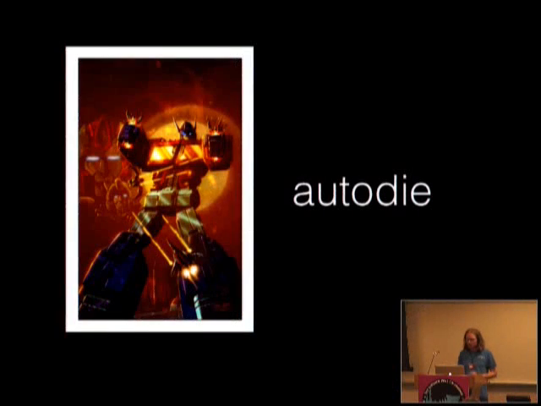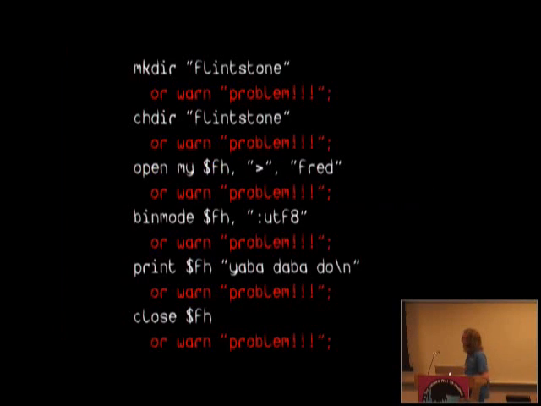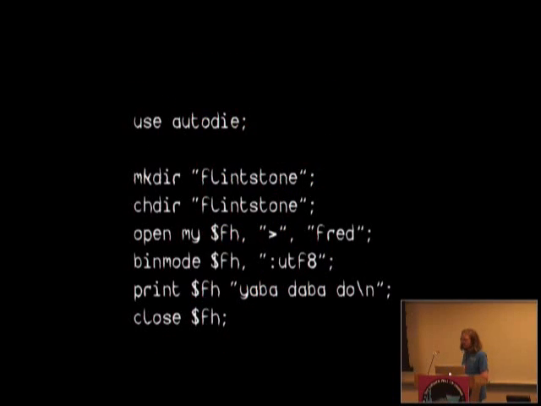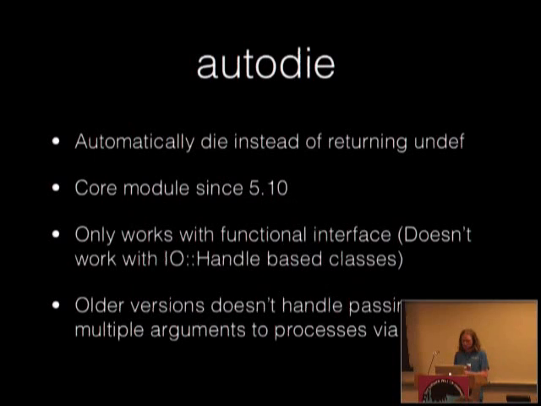Last but not least, autodie, which is me clearing up the bit that I still hate. Introducing new exception classes isn't going to help with that. We need a way to die automatically, where we want to just write that, and that's exactly what autodie does. It automatically dies instead of returning undef. But it will only work with the functional interface. Don't try and mix it with IO handle stuff.